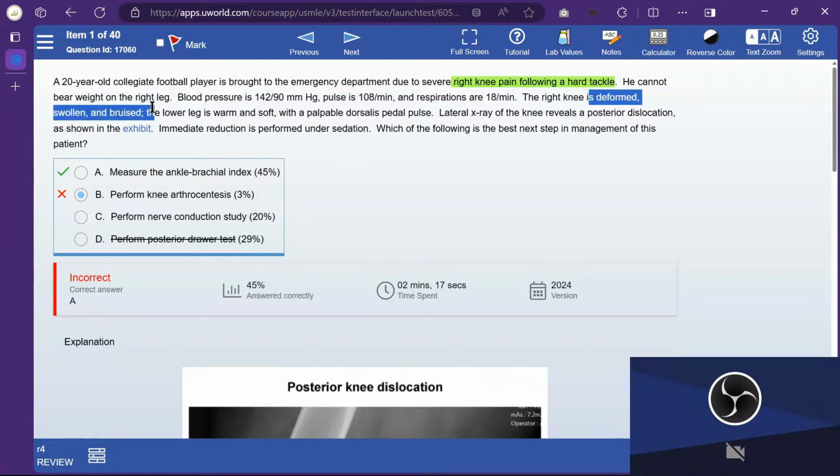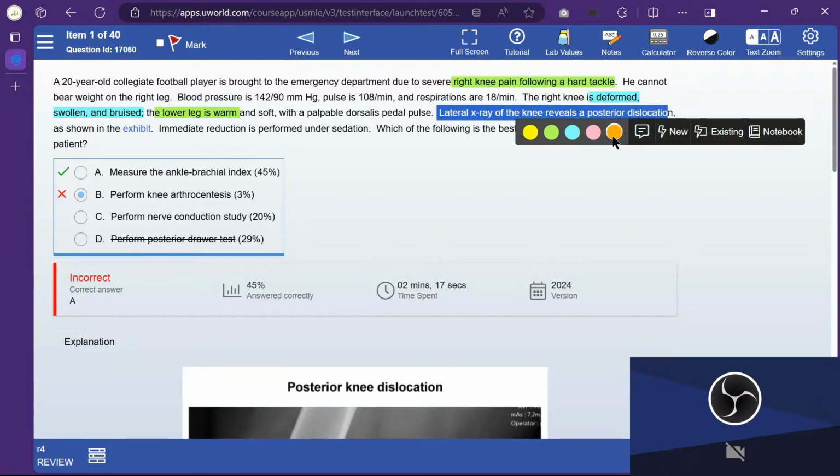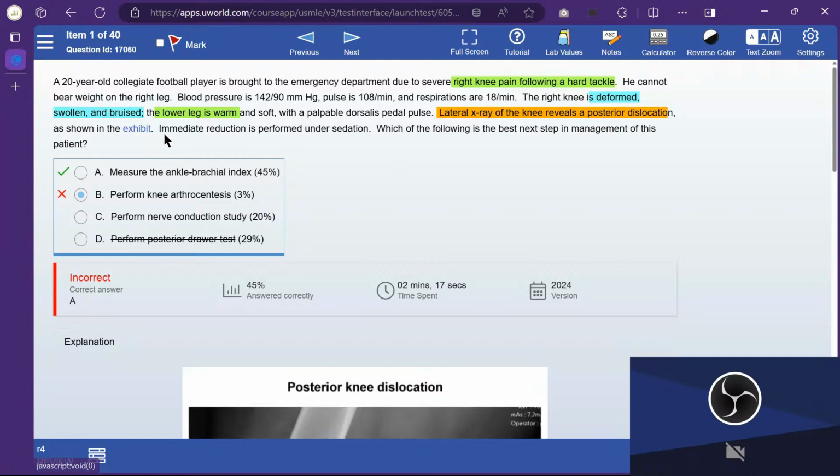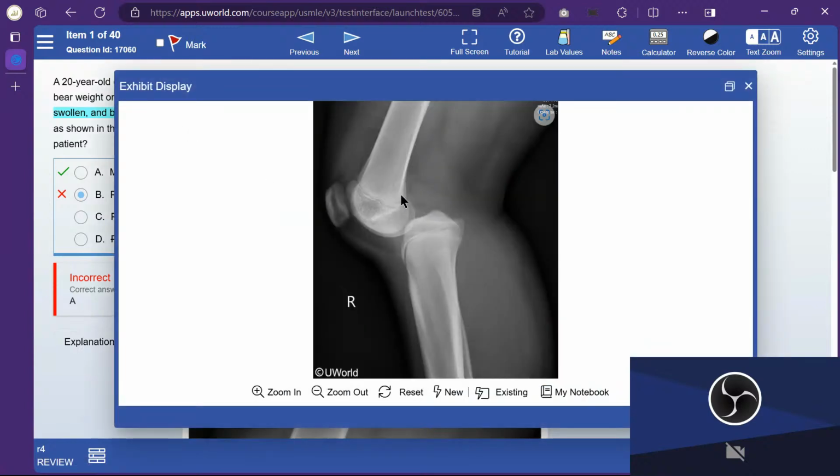This is the importance of deformed, swollen, and bruised. The lower leg is warm. Pulse is intact. Lateral X-ray of the knee reveals posterior dislocation, and we can see by X-ray there is posterior dislocation.